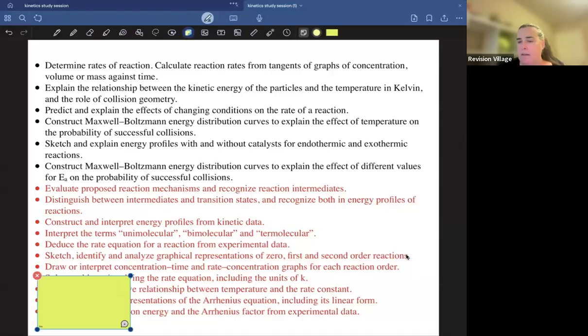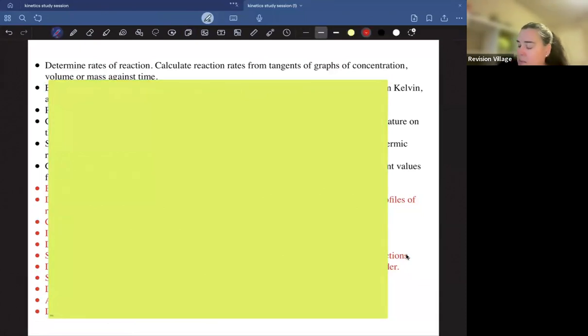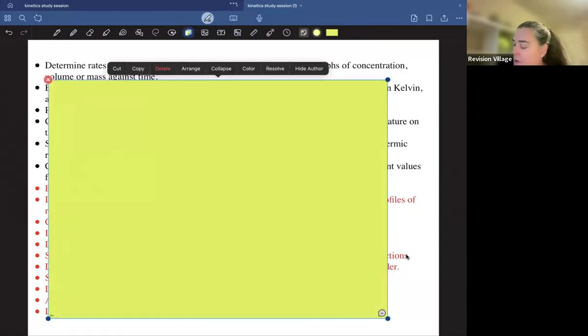Okay, I don't understand the Arrhenius equation or how to use it. So the Arrhenius equation just explains how the rate of a reaction is related to a few of the parameters.